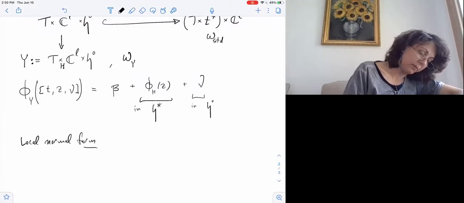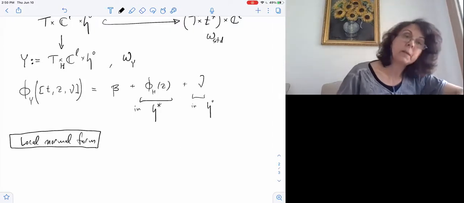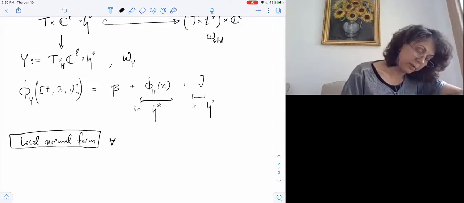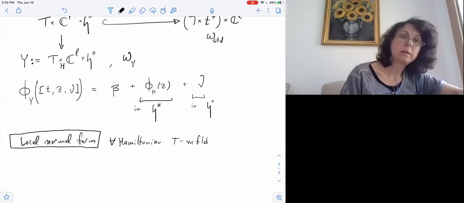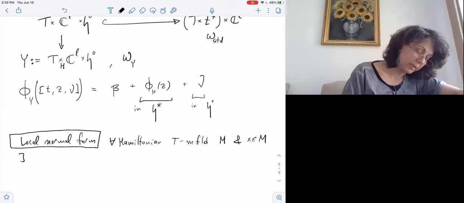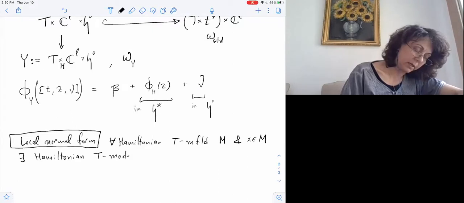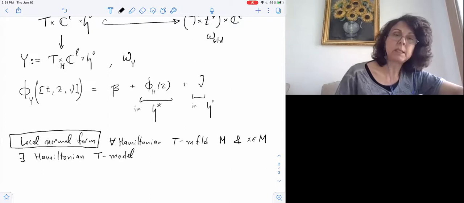So what I'm writing here is a special case of a more general local normal form due to Guillemin, Sternberg, and Marle. This version says that for every Hamiltonian T manifold and point in it, there exists a corresponding Hamiltonian T model. And again, if you stare at this long enough, that T model will be unique up to permutations of the coordinates in C to the L.